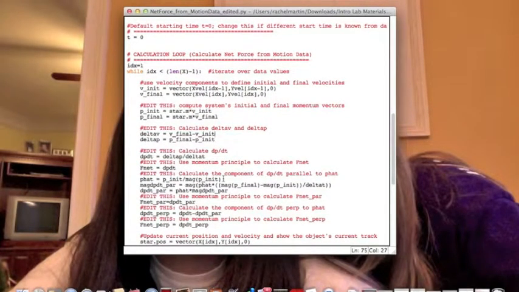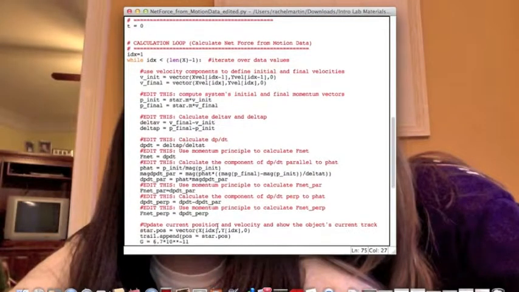P hat is equal to P initial divided by the magnitude of P initial. The magnitude of dp/dt parallel equals the magnitude of P hat times the magnitude of P final minus the magnitude of P initial, all divided by delta t. dp/dt parallel equals P hat times the magnitude of dp/dt parallel. F net perpendicular equals dp/dt perpendicular by the momentum principle.